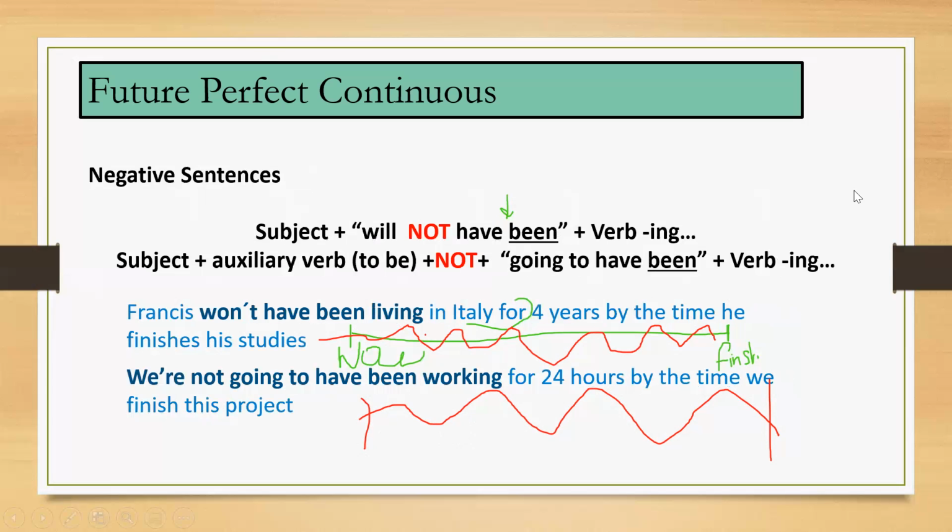Negative sentences. It is pretty simple. We just have to add the not, right? So I will not, or Francis won't have been living in Italy for 4 years by the time he finishes his studies, right? So it's pretty easy. We are not going to have been working for 25 hours by the time we finish this project. Negative sentence, we just have to add the negative word as not or the contraction.